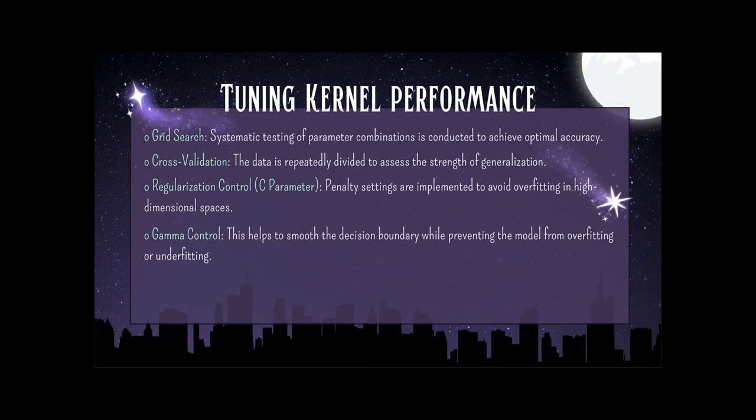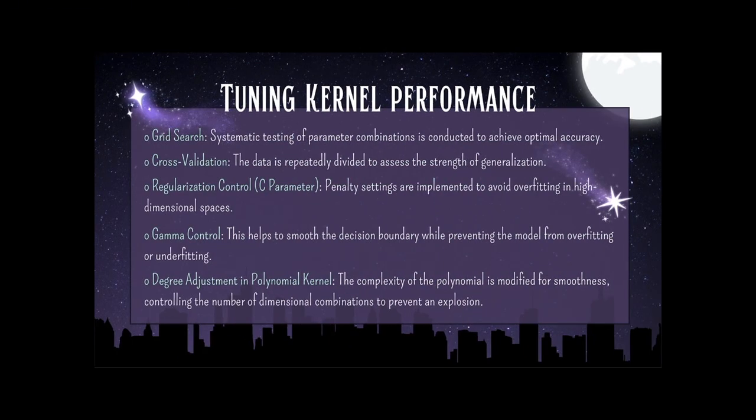Then we have regularization control, the C parameter. The penalty settings are implemented to avoid overfitting in high-dimensional spaces. Then we have gamma control. This helps to smooth the decision boundary while preventing the model from overfitting or underfitting. And finally, the degree adjustment. In the polynomial kernel, the complexity of the polynomial is modified for smoothness, controlling the number of dimensional combinations to prevent an explosion.